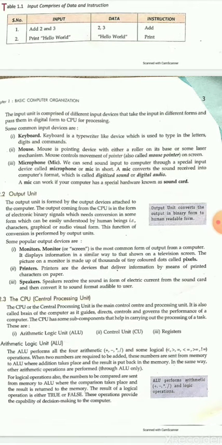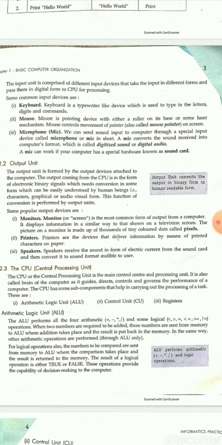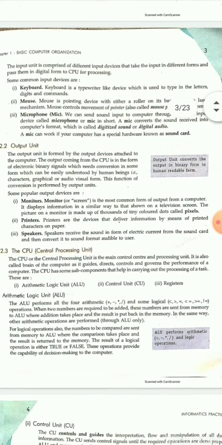Then after, next is output unit. The output unit is formed by the computer output devices attached to the computer. The output coming from the CPU is in the form of electronic binary signal which needs conversion in some form which can be easily understood by human beings, that is characters, graphical or audio visual form. This function of conversion is performed by computer output unit.